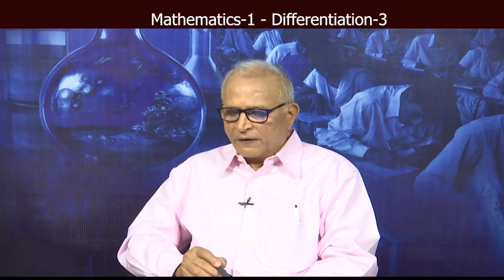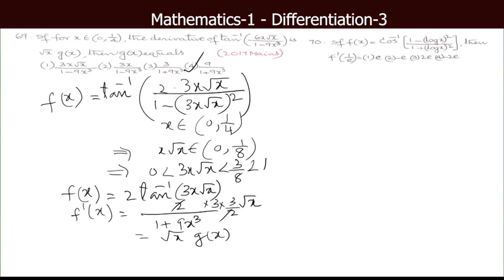Next, question 70. If f(x) equals r cosine of 1 minus (log x) square by 1 plus (log x) square, then find f'(1/e).